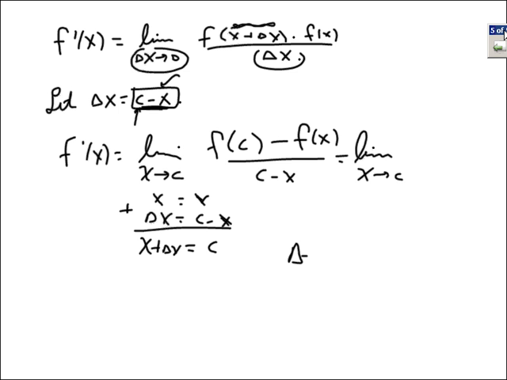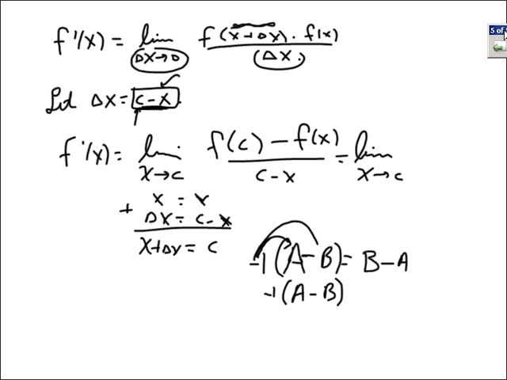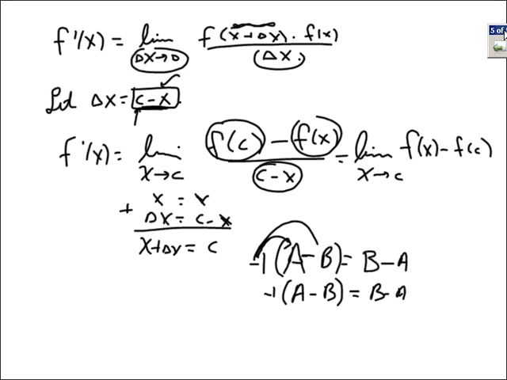Remember, if you have a minus b, and you multiply by negative 1, negative 1 times negative b is b, and then negative 1 times a is negative a. That is, if you have a minus b and you multiply by negative 1, you get it in reverse order, b minus a. So, I have one thing minus another. If I multiply it by negative 1, I switch the order. And if I multiply the top by negative 1, I have to multiply the bottom by negative 1.